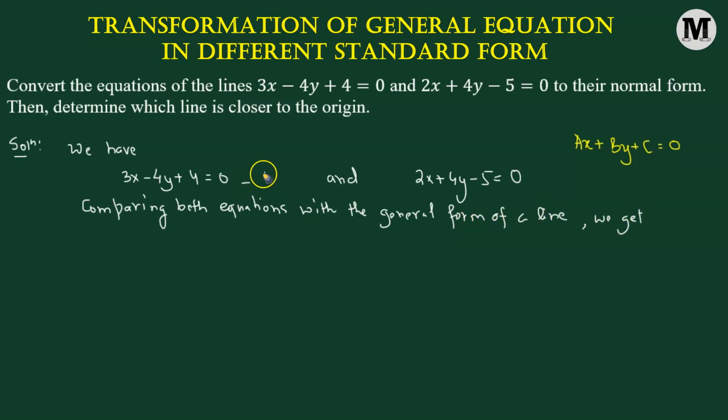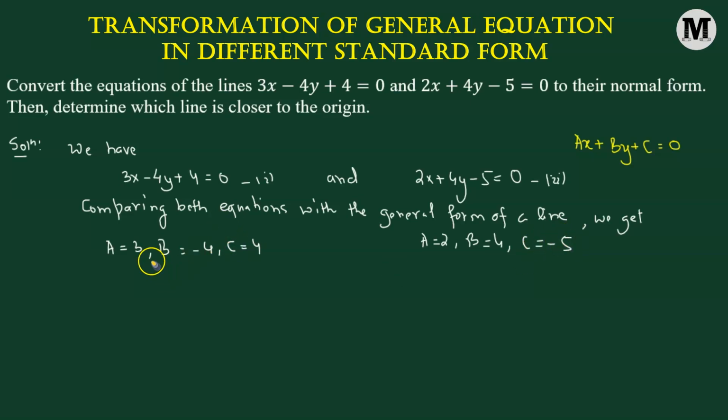For the first equation, let's name it equation number 1. We get a equals 3, b equals negative 4, and c equals positive 4. And for the second equation of the line, we'll denote it by 2. We have a equals 2, b equals 4, and c equals negative 5.